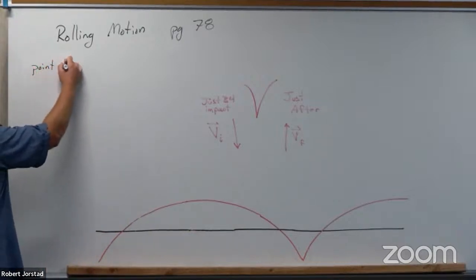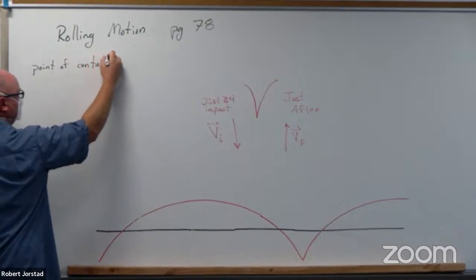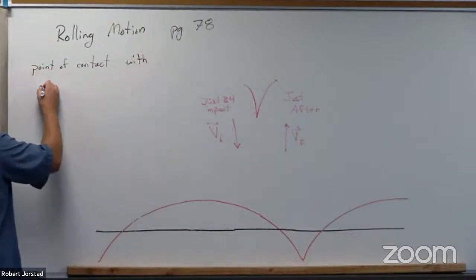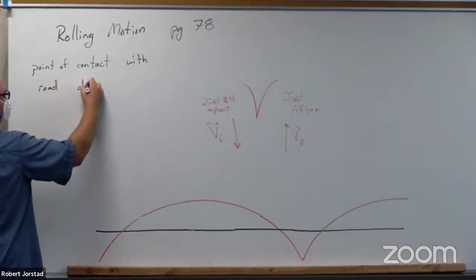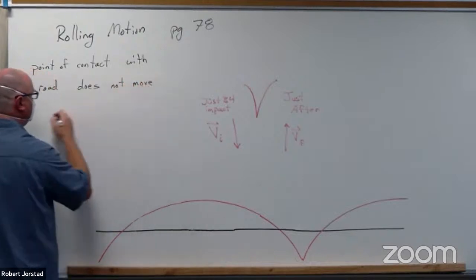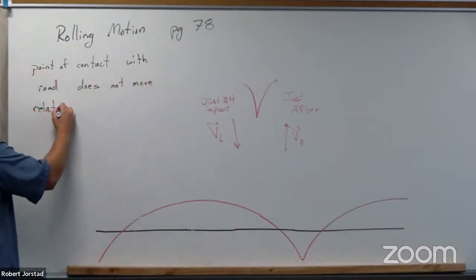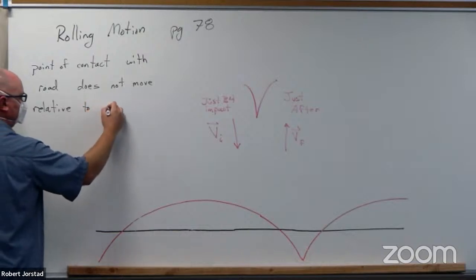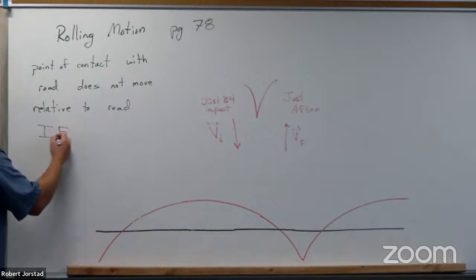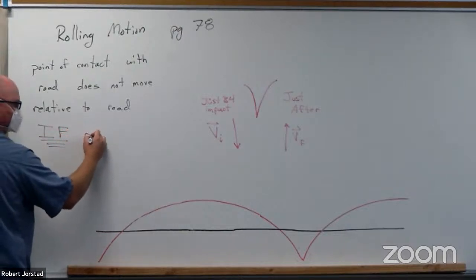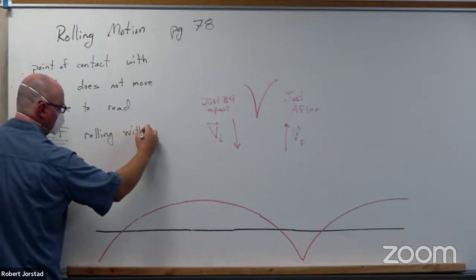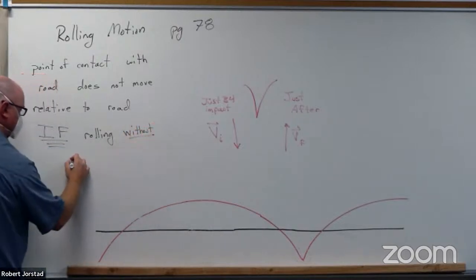Okay, so I'm going to say the point of contact with the road does not move relative to the road if, there's a giant if statement here, if we do rolling without slipping.